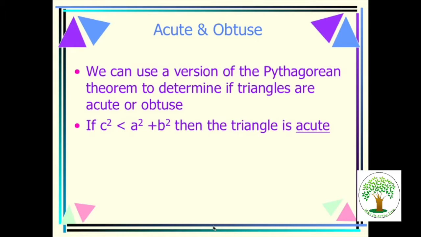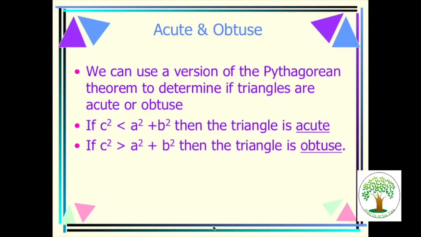It's going to be acute if the Pythagorean theorem is very similar, except for an equal, it'll be a less than. All I need to do is write that. It'll be obtuse if it's like the Pythagorean theorem, except for a greater than. And so then we can just plug it in and check. All right? Let's do some examples together.